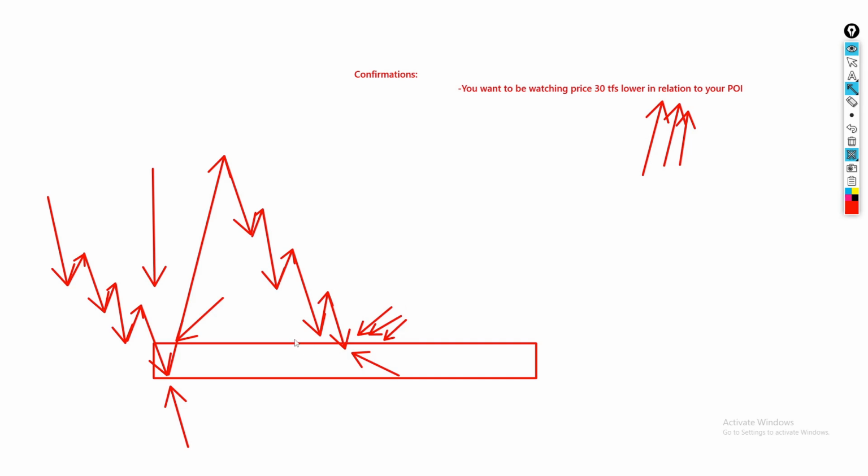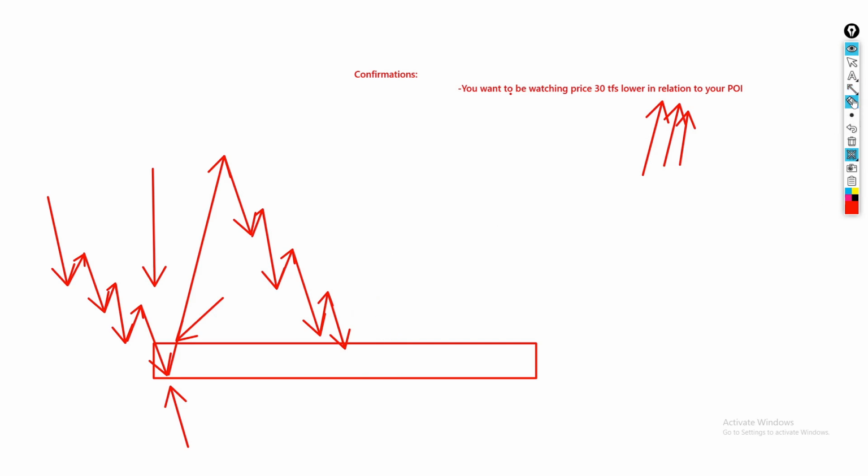So we understand that now, right? That is a rule that you want to write down for yourself. You really want to be watching price 30 time frames lower once we hit our point of interest. And what you're going to be doing at this area is looking for some sort of confirmation that is then going to allow you to execute finally your positions, right?